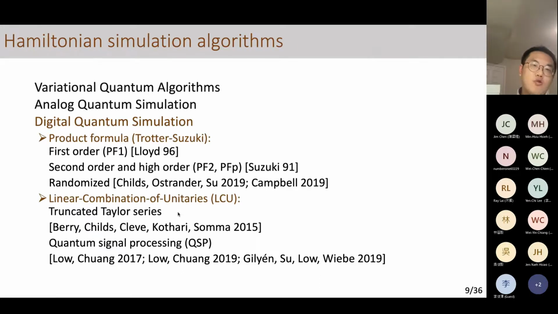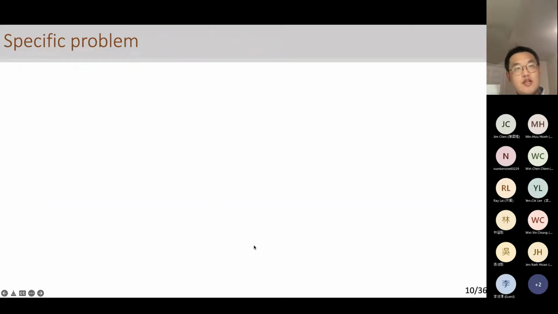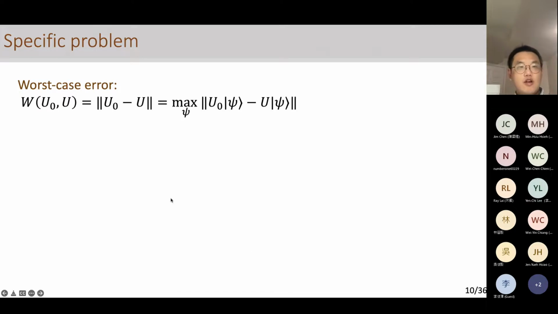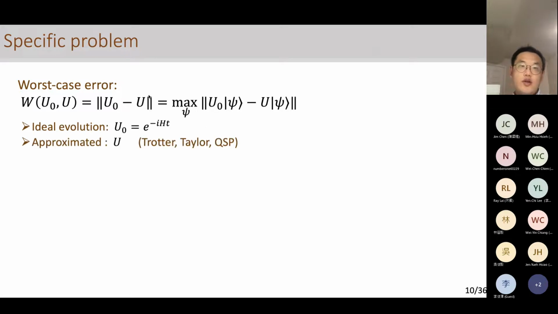Okay, but for most of this algorithm, the error analysis results are about the worst case error. It means that for the ideal evolution U0 and the approximate one U, we want to know the spectral norm of U0 minus U. It corresponds to the worst case input. That's why we call it the worst case error. And this U can be approximated by different algorithms.